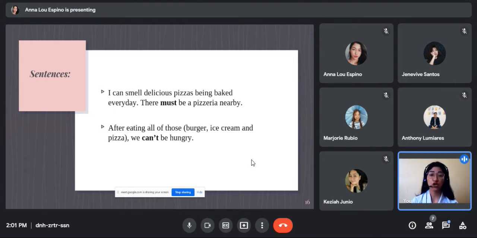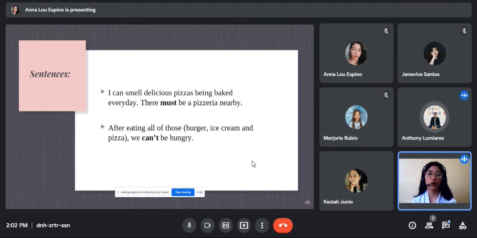Okay, so the modal used in here is must. Let me first do the first sentence. So, must is used, no? It shows being sure because there is evidence, because Eliana smells delicious pizzas being baked daily. And that particular evidence gave her an idea that there must be a pizzeria nearby. Okay? Do you get that? Yes, ma'am. Okay, the modal must is being used. For number 2, who wants to try?